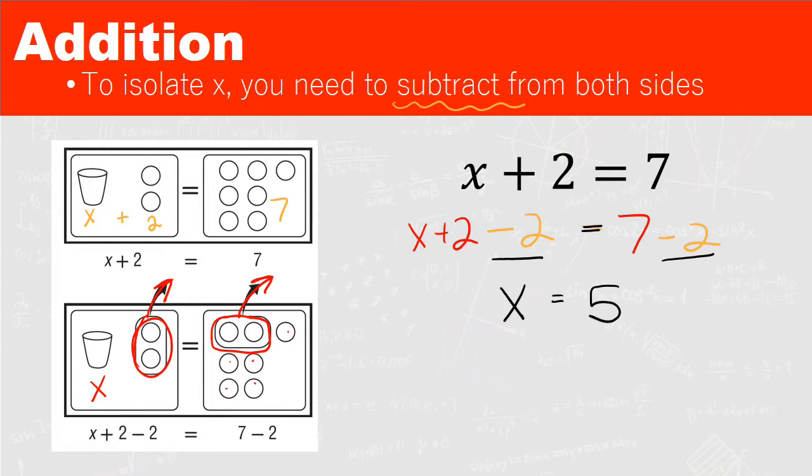And of course, we always want to check our work here. So we're going to do the check. If x equals 5, we're going to do 5 plus 2 equals 7. We know the check works, so we're in great shape. To recap, in order to undo an addition problem, we subtract from both sides to solve for x.